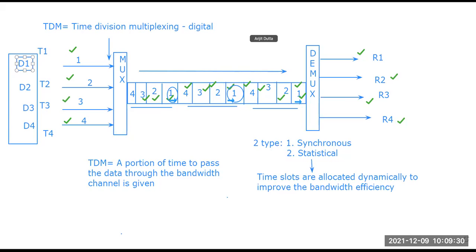The concept of statistical TDM was introduced because of the drawback of synchronous TDM. We found a drawback in the concept of synchronous TDM, and that's why statistical TDM fulfils that drawback, to use the frequency better, right?